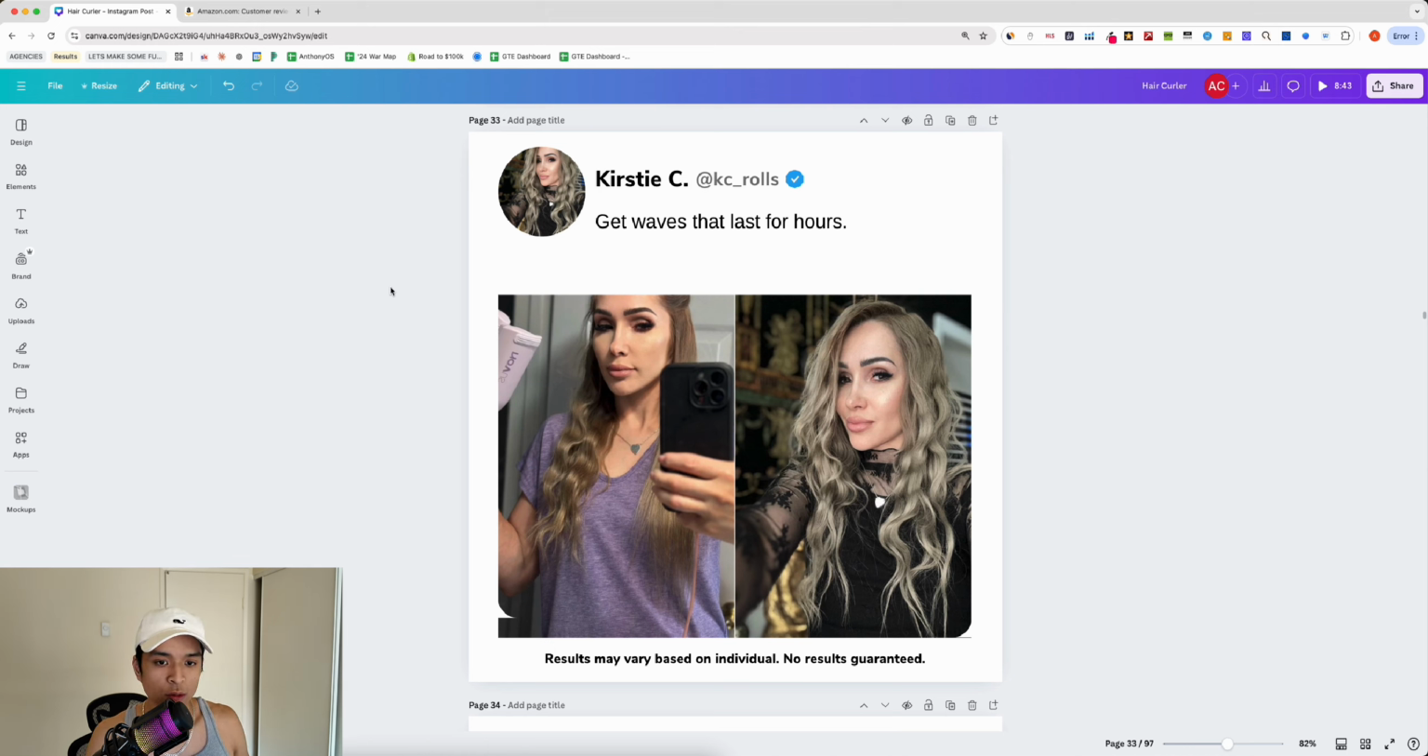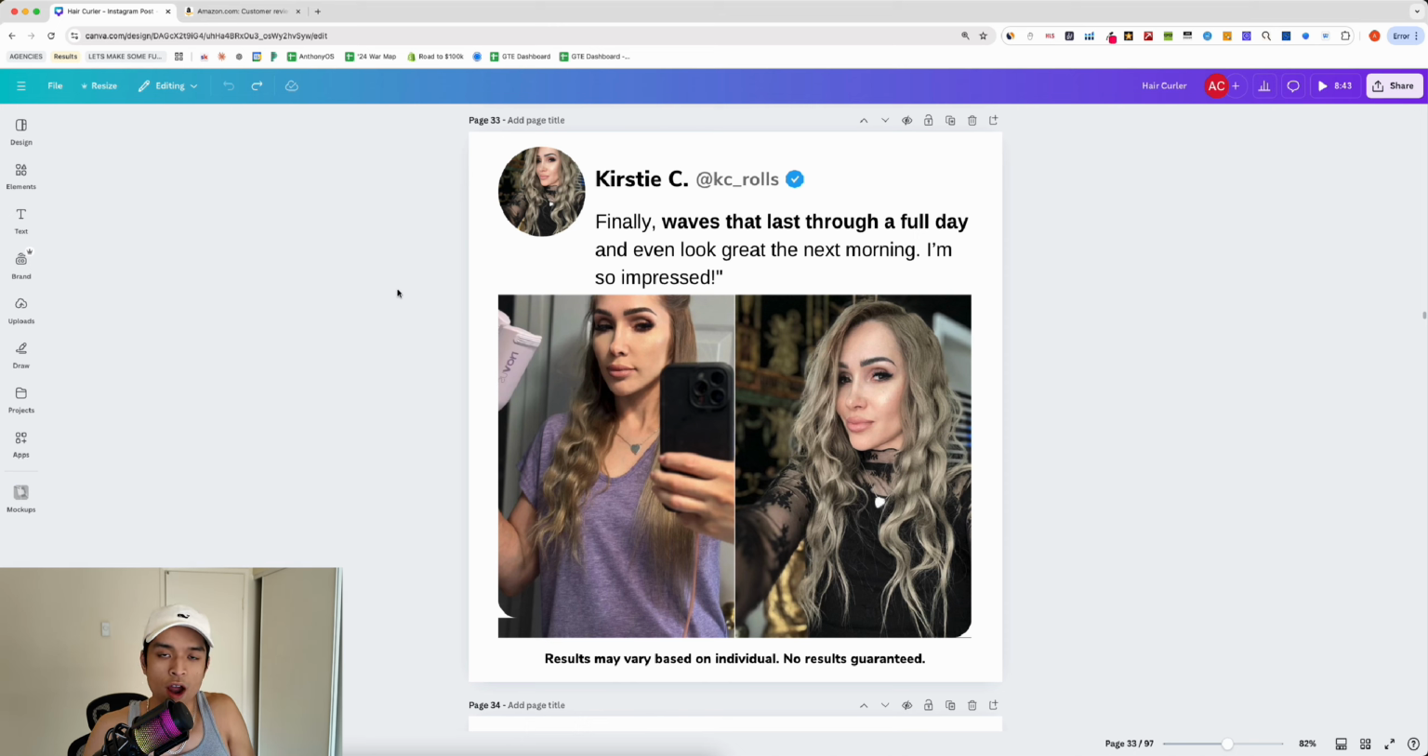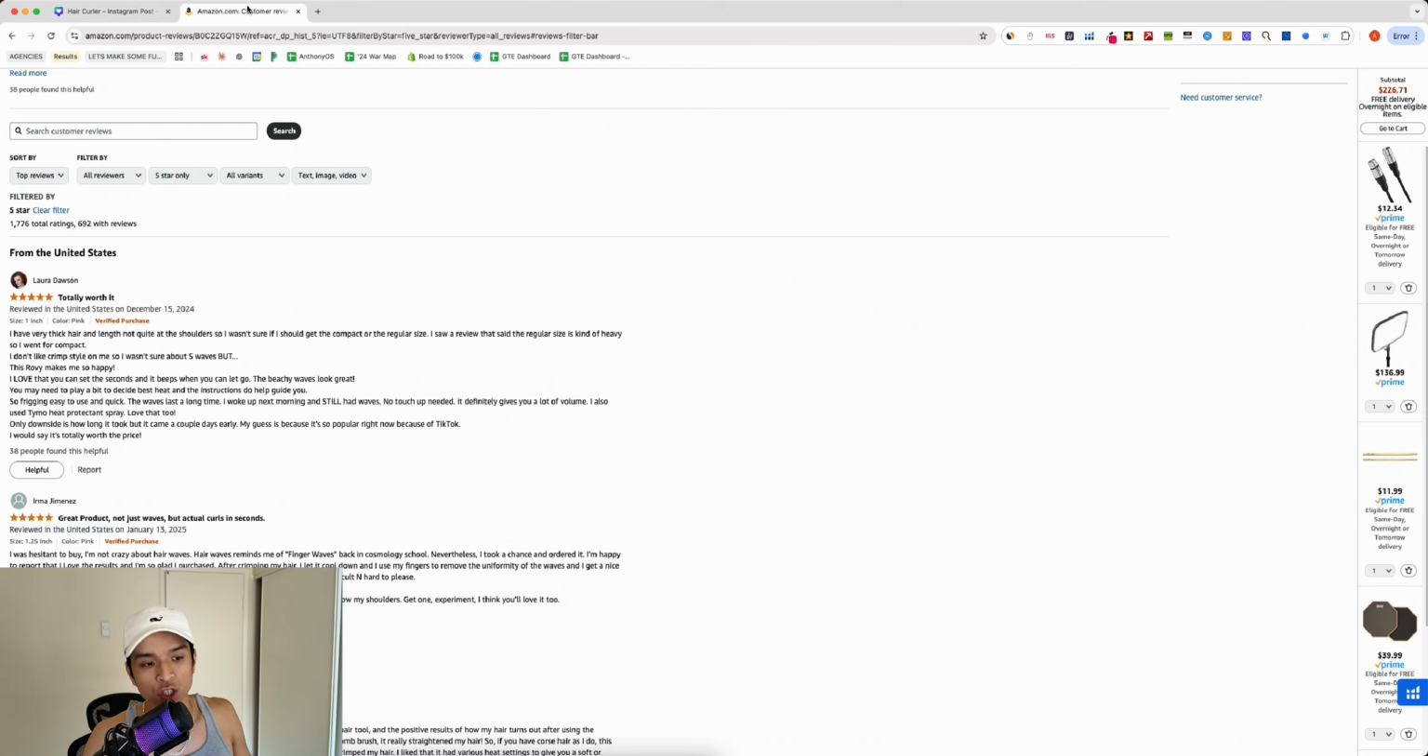And so the biggest thing with the caption is you need to camouflage it such that it feels like an actual customer would say this. A person who's in this market isn't going to say, "Oh my gosh, this iron gave me waves that last for hours." That is not how they're going to say it. What they're going to say instead is, "Finally, waves that last throughout a full day and even look great the next morning. I'm so impressed." And the way we know that someone in this market would describe this main benefit like that is because we pulled it straight from the reviews.